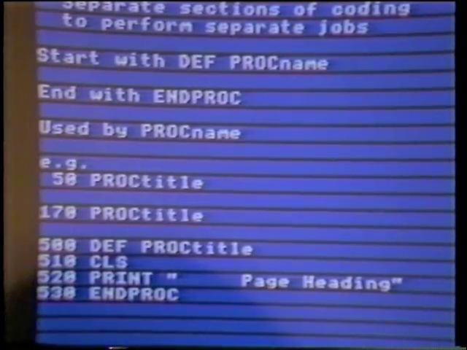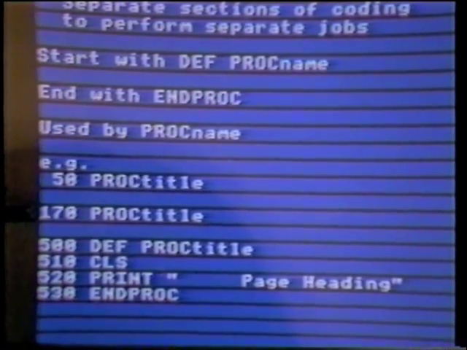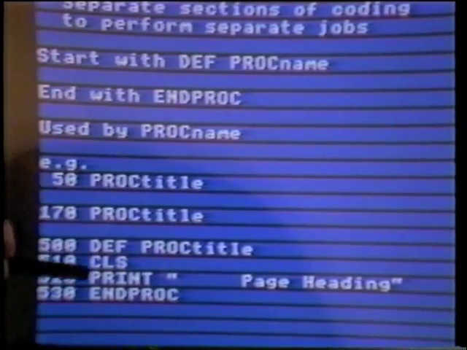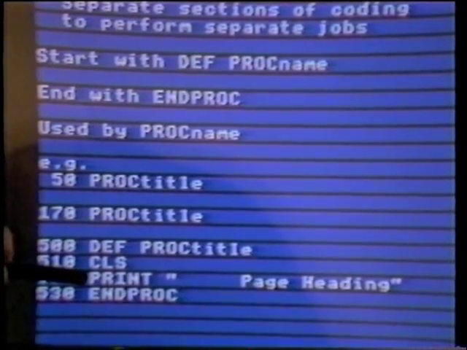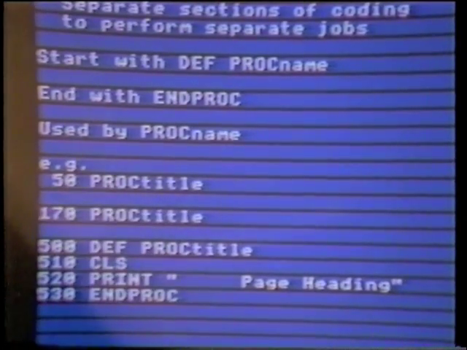Now, once we've defined that procedure, we can use it from anywhere we like in the program. For example, at line 170, we might have another reference to proc title. Again, as soon as our program reached this point, we'd come here and execute these two statements again. So finally, let's have a look to see what proc title does. Well, it clears the screen and prints page heading at the top.